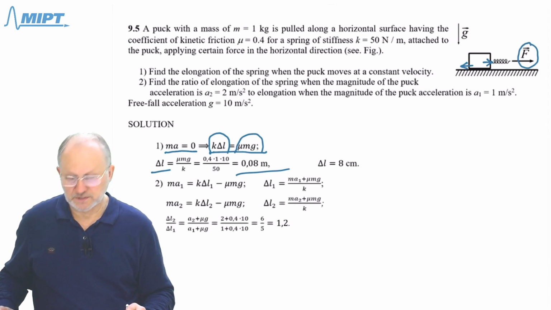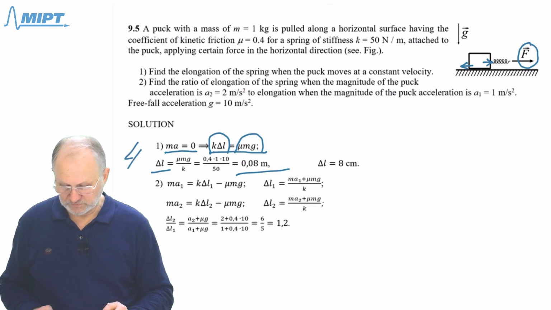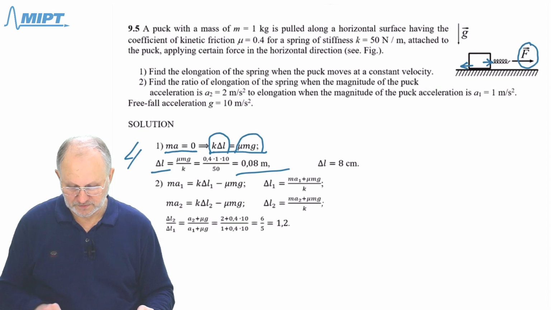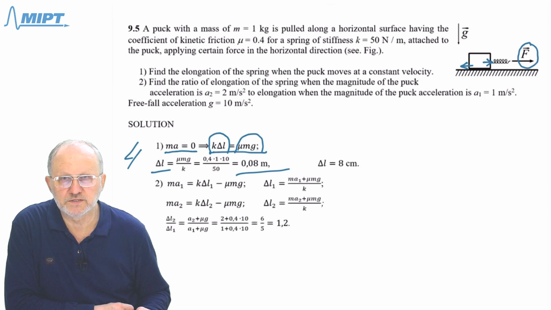If you obtain this result, you got 4 points for the first part of this problem. The second part of the problem has this question. Find the ratio of elongation of the spring when the magnitude of the puck acceleration is 2 meters per second squared to the elongation when the magnitude of the puck acceleration is 1 meter per second squared. Free fall acceleration must be accepted here as g equal to 10 meters per second squared.